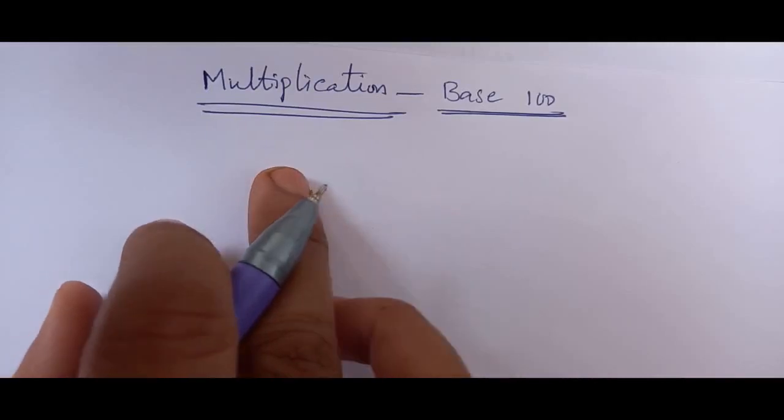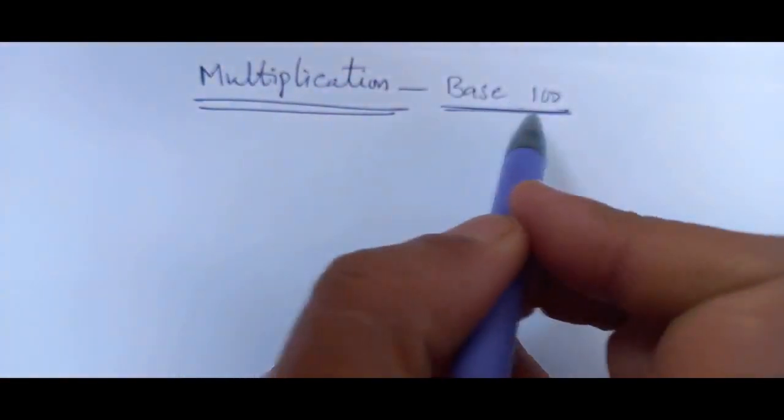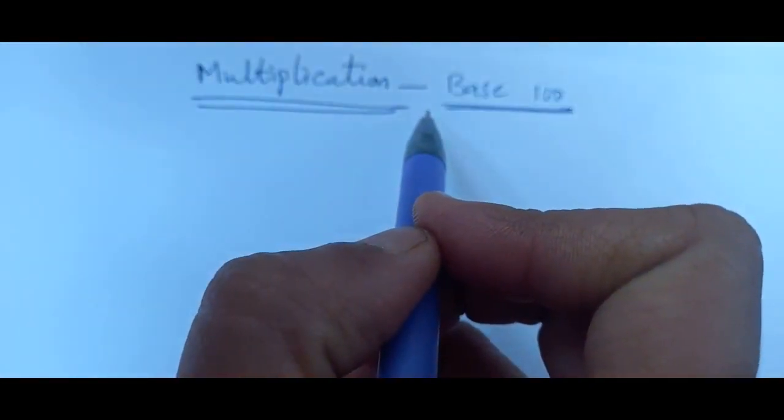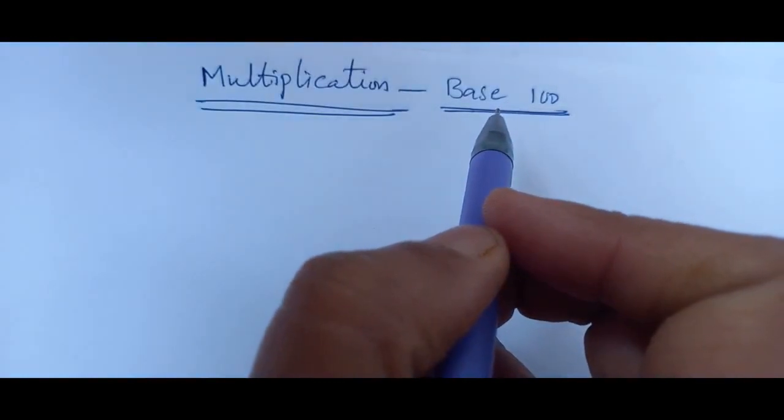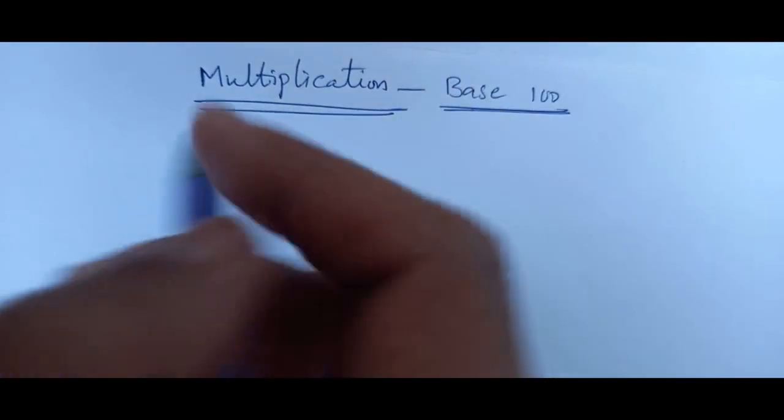Hello friends, today I am going to tell you one awesome trick through which we can multiply numbers which are near to 100. So this is the base 100 method. Let's see one example now.